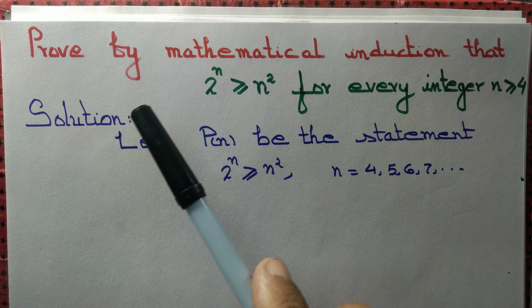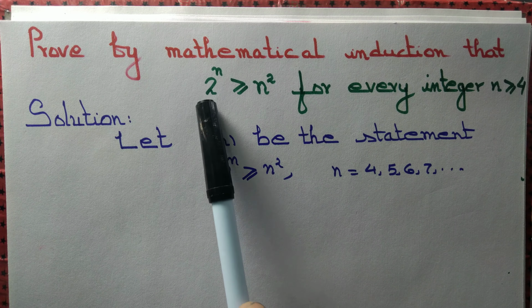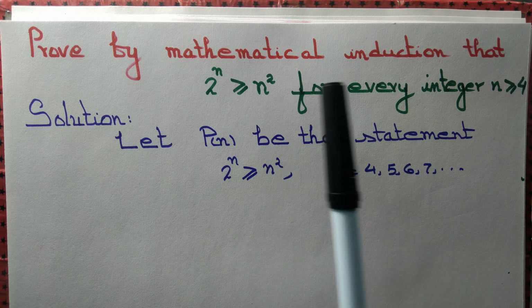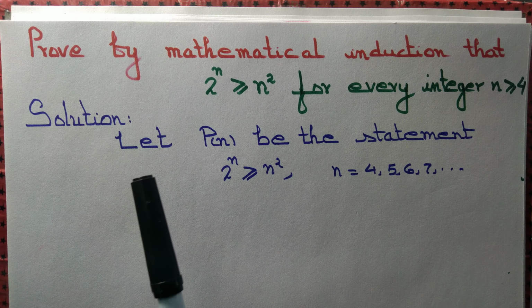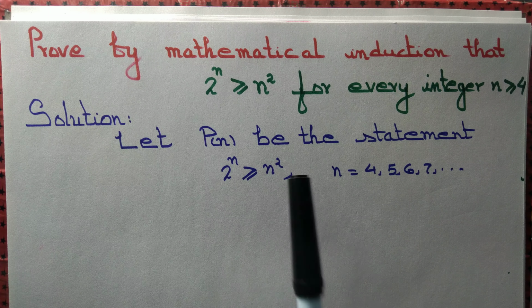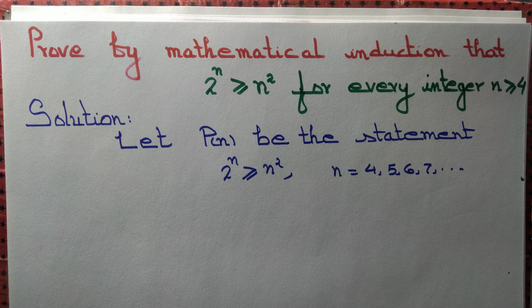Let us prove by the principle of mathematical induction that 2 to the power n is greater than or equal to n square for every integer n greater than or equal to 4. So we just write the statement. Let P(n) be the statement 2 to the power n is greater than or equal to n square, n equal to 4, 5, 6, 7 and so on.